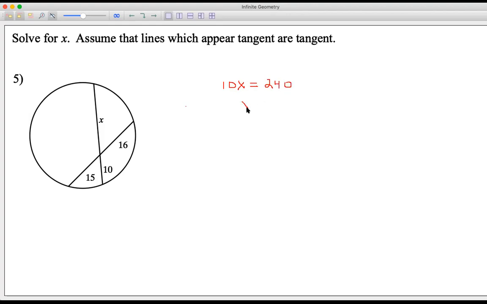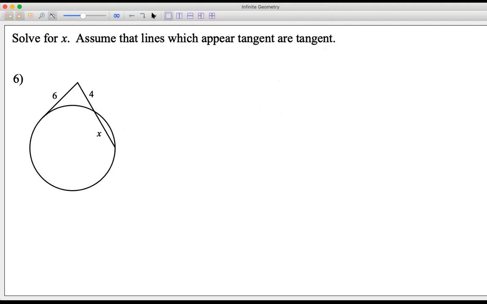Just 2 steps. Danny, you good on number 5? Pretty simple, right? I would hope so. All right, which brings us up to Ethan. Number 6, x equals 2. Yeah, but I want the whole problem.